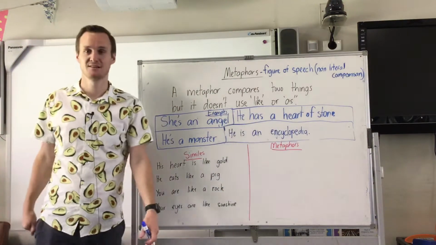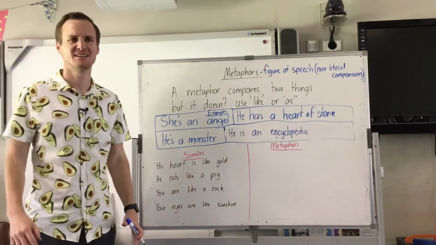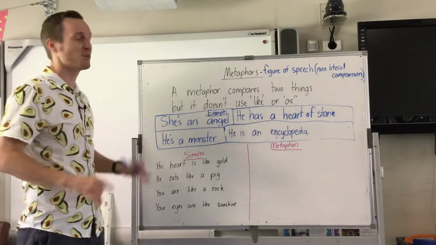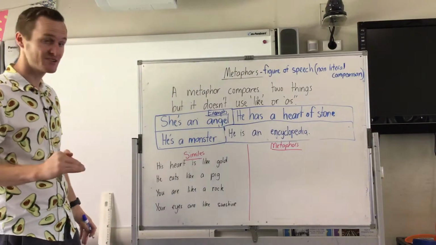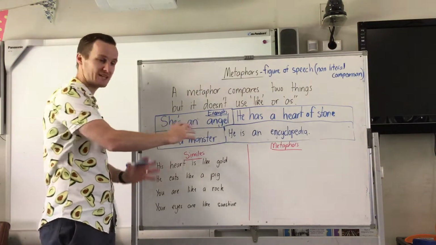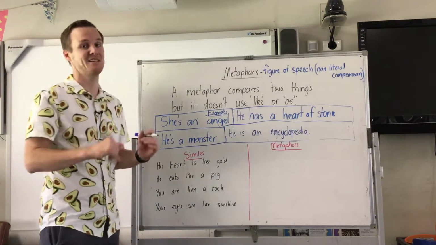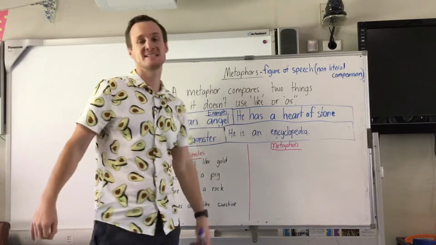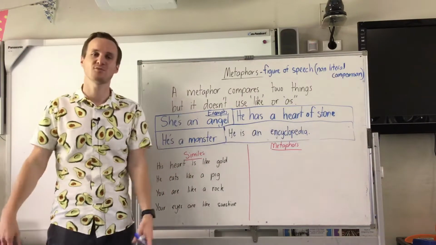He's a monster. Maybe your little brother was running around the house and you said, he's such a monster. He is a monster. We're not saying he's like a monster, we're saying he is a monster. So we're directly relating those two things together. We're giving him those qualities. Same thing: not like it, he is that thing. The last one, he's an encyclopedia. Maybe you know someone and they just know the definition of all these different words.